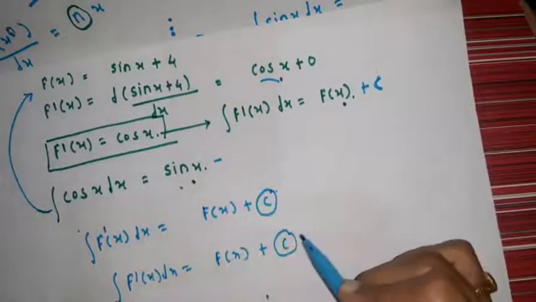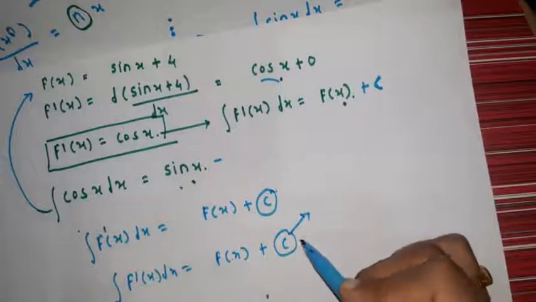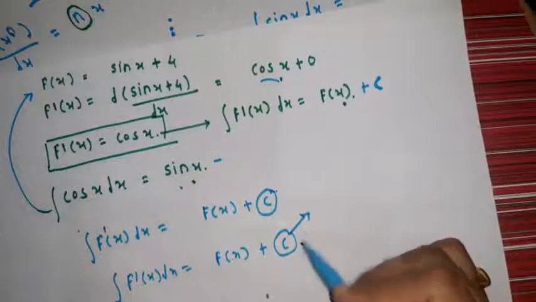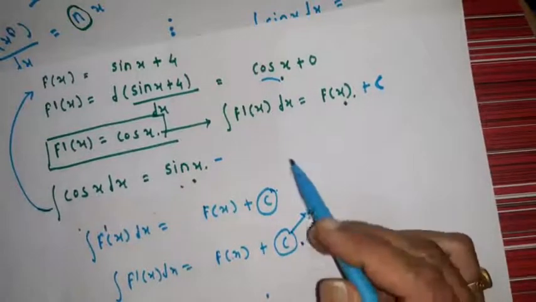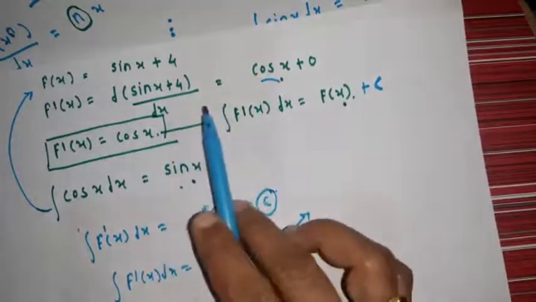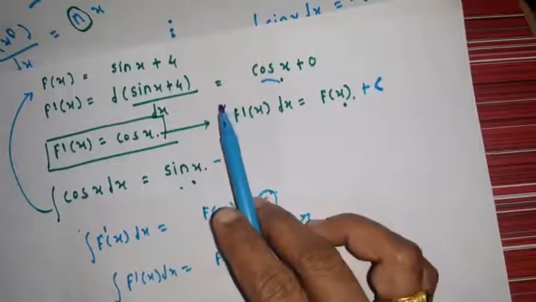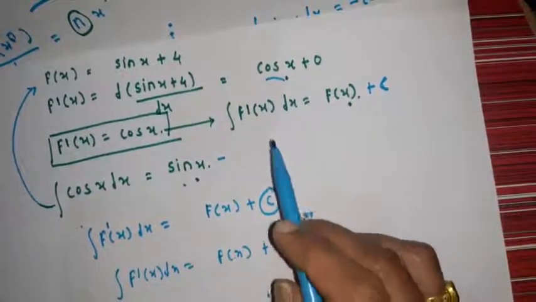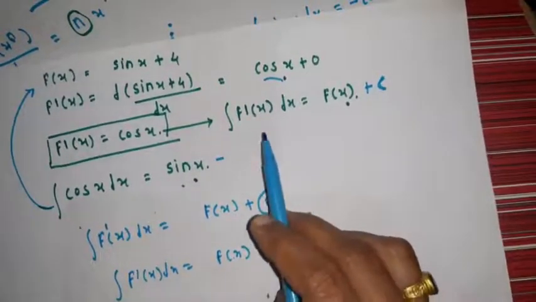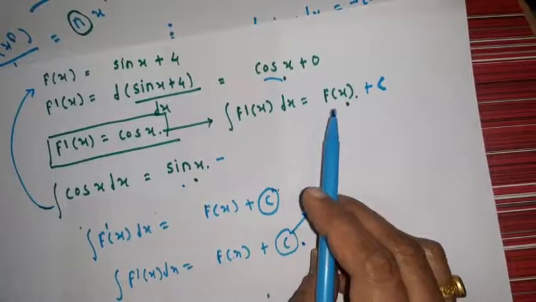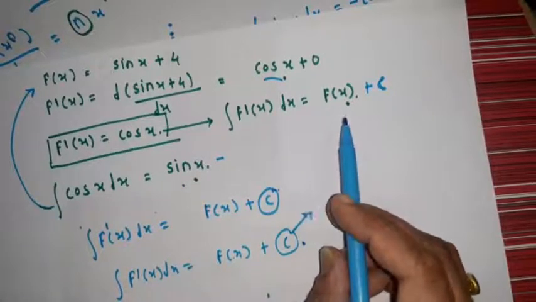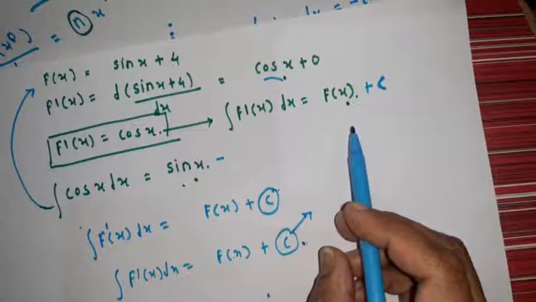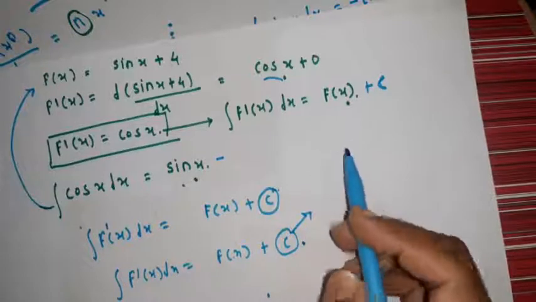In this way, I have explained, by taking examples, why the constant of integration is there in integration. Now let us see the formulae for integration. Which are the basic formulae of integration? Let us see that.